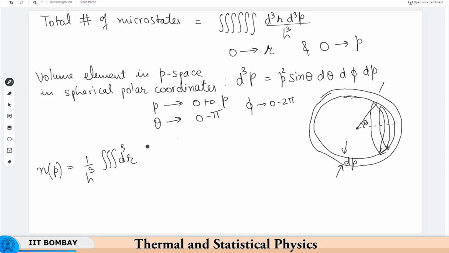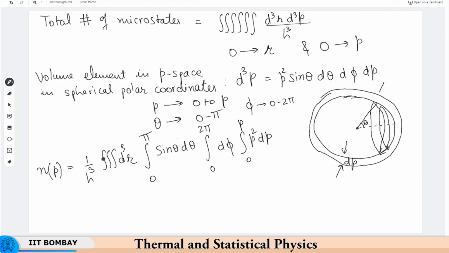And there is the first integral, which goes from 0 to pi of sin theta d theta, 0 to 2 pi of d phi, and 0 to p of p square dp. Okay, and now we can solve this integral.